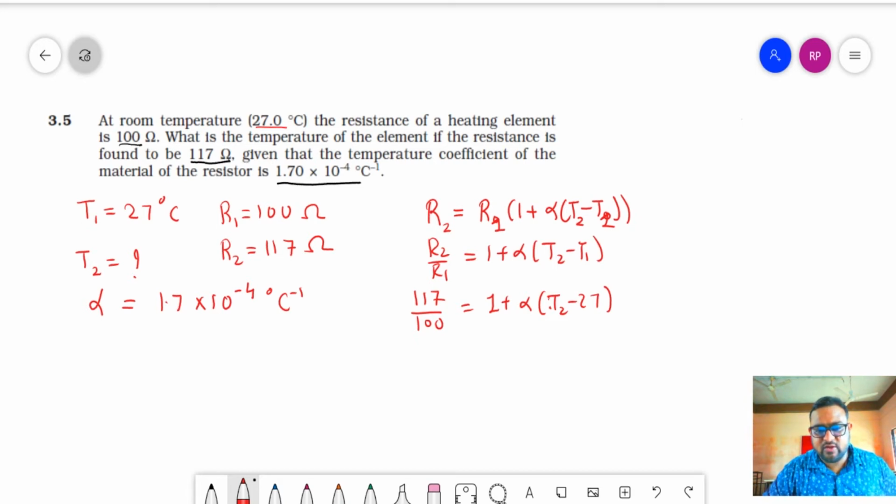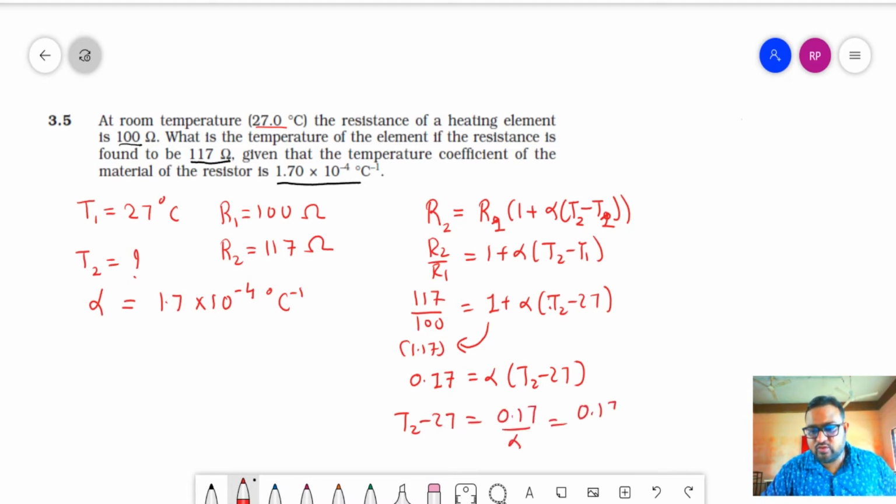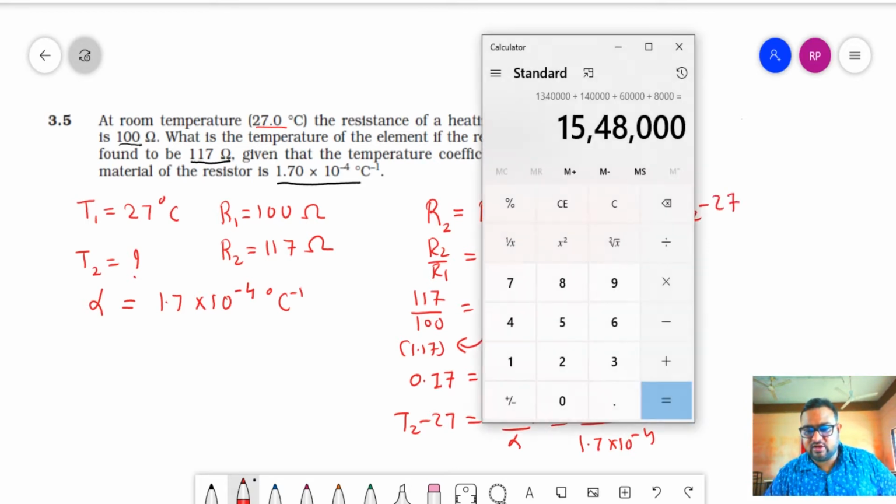So see, 117 upon 100, that is equal to 1.17. So 1.17 minus 1, it will be 0.17 equal to alpha into T2 minus 27. So T2 minus 27 will be equal to 0.17 upon alpha, 0.17 divided by what is alpha? 1.7 into 10 raised to minus 4. Let's calculate it.